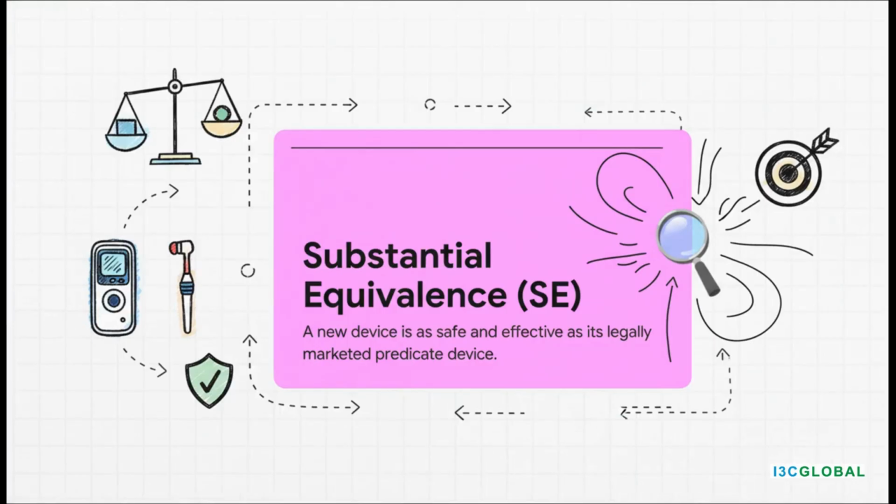And that idea of a predicate device leads us right into the single most important concept in this whole process, substantial equivalence. And this is key. With a 510(k), your job isn't to prove your device works perfectly from the ground up. Nope. Your goal is to prove that your new device is just as safe and just as effective as that predicate device you picked. That's it. That's the whole ballgame. It's the one question the FDA is laser focused on.